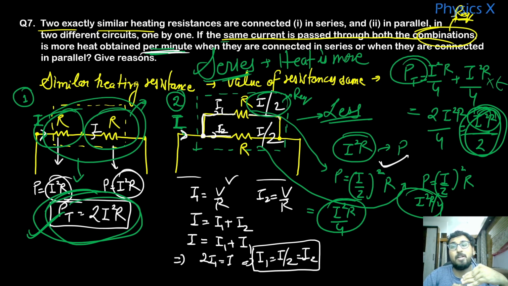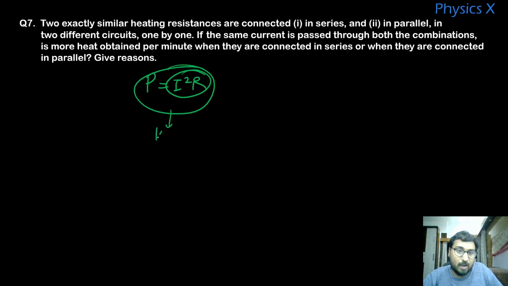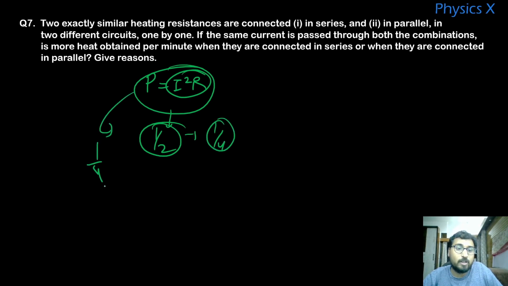But in the parallel combination, he is asking the reason also. What happens in the parallel combination? The current reduces to half, right? Since power is equal to I square R, in the first case, the series combination, in both the resistors I square R was the power. But in the second combination, the current was reduced by half. So the square of half becomes 1 by 4, and the power is reduced to 1 by 4 in each resistor. So the combined effect is that I square R by 2 is the power in the parallel combination.